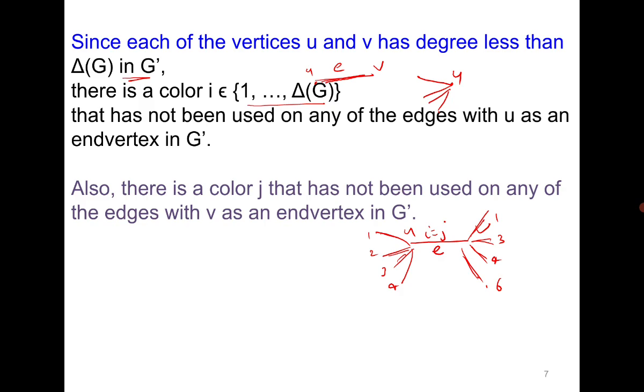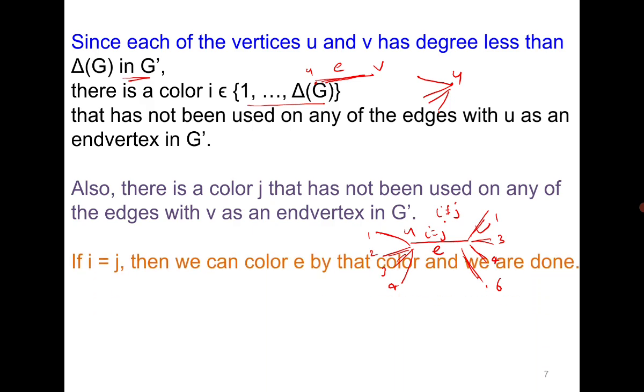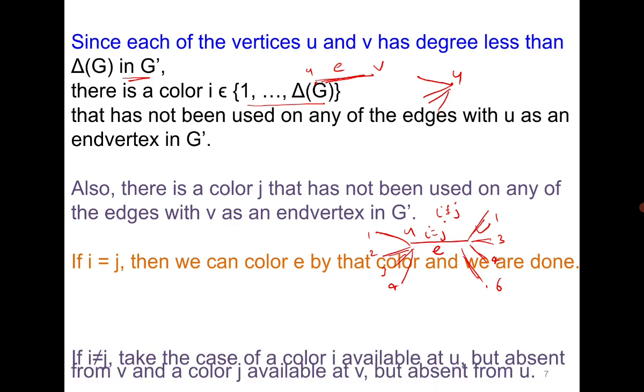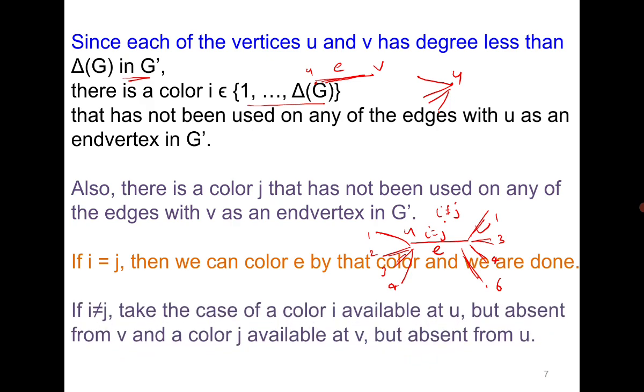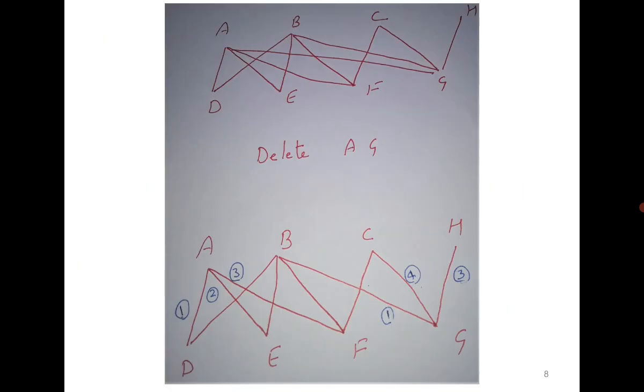There is a problem now, if I is not equal to J. If I is equal to J, well and good. But if I is not equal to J, then you don't have an available color. So if I is equal to J, then we can color E by that color and we are done. The problem comes when I is not equal to J. So assume that the color I is available at U but absent from V, and color J is available at V, absent from U. It would be clear from a figure.